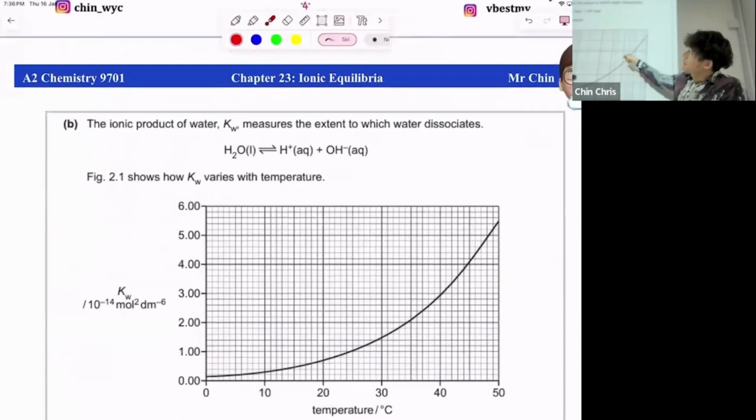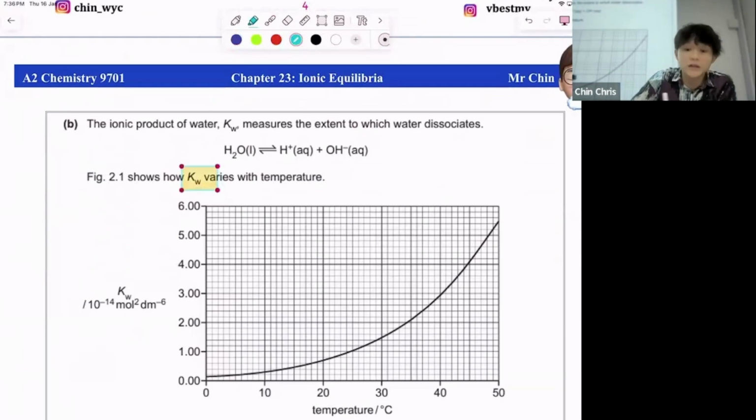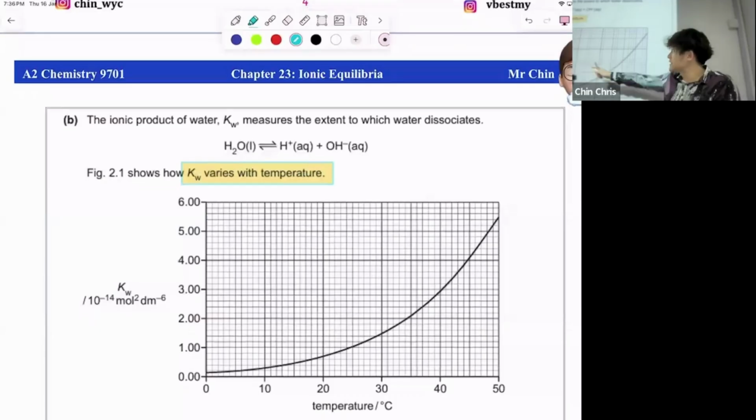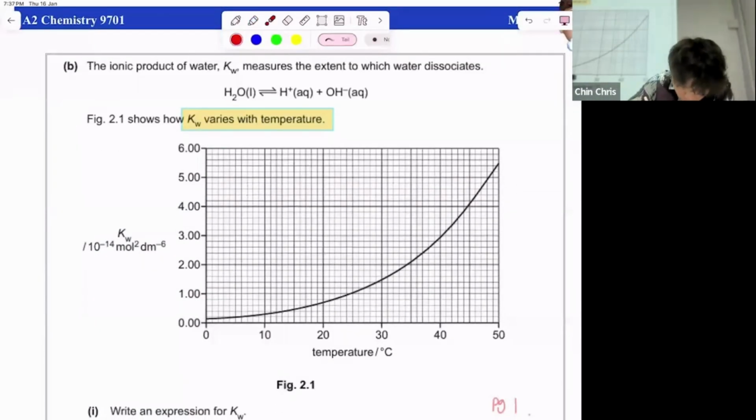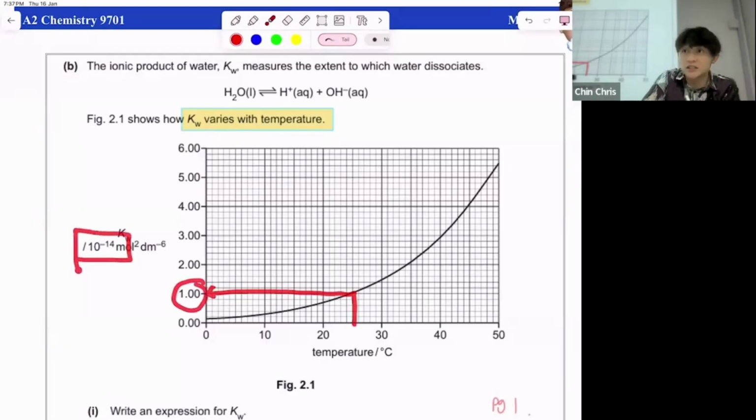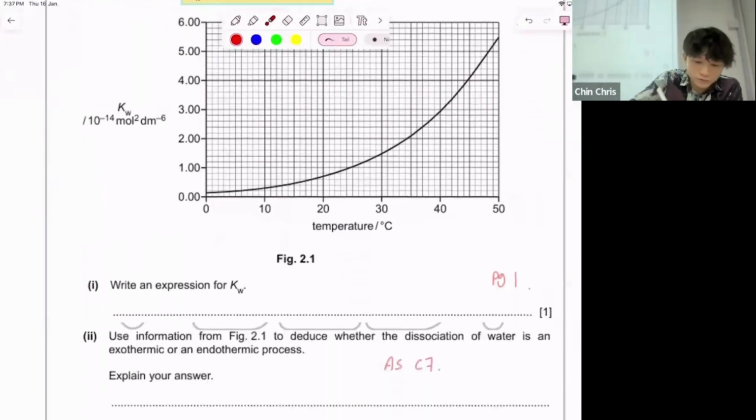Okay, guys, next. All right, guys, what did I mention about Kw? Should you remember what I mentioned about Kw? Kw is a constant, only changes with temperature. Do you see that? That's a graph. Under room conditions, Kw is 1 times 10 to the power of negative 14. Am I right? Clear?